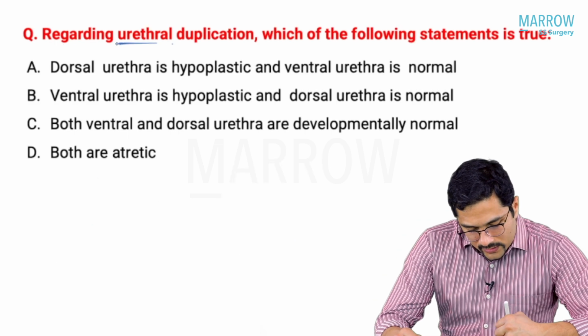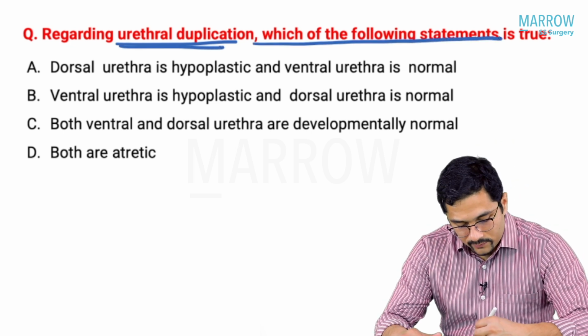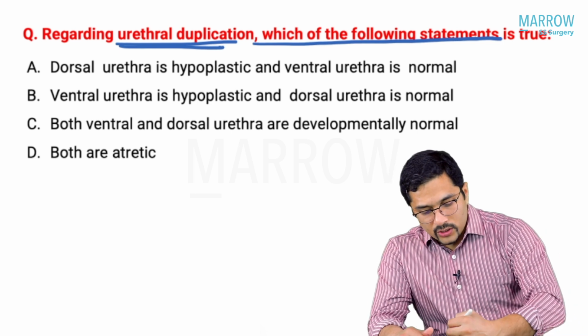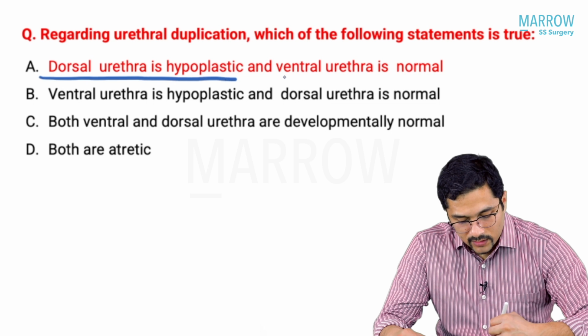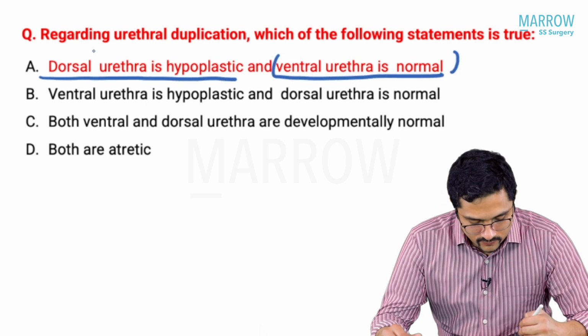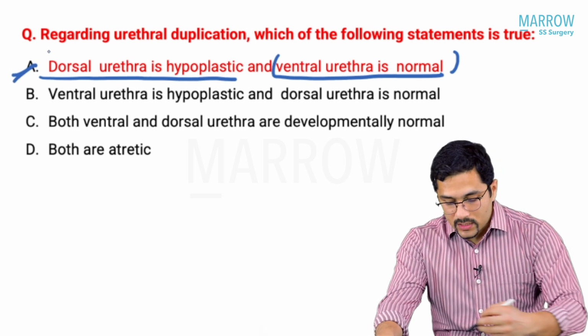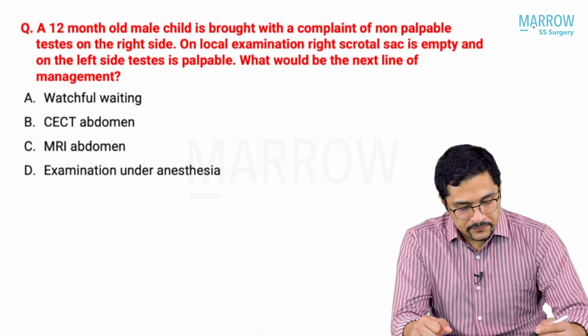This again was a new question regarding urethral duplication. Which of the following statements is true? So, urethral duplication is defined when the dorsal urethra is hypoplastic and the ventral urethra is normal. That is when we call urethral duplication. It was just a factual question which you need to remember.